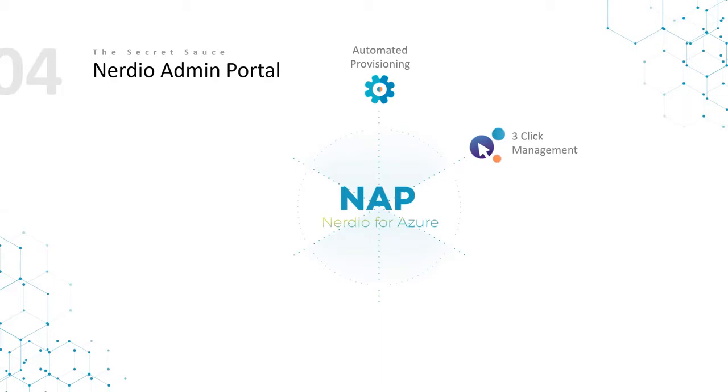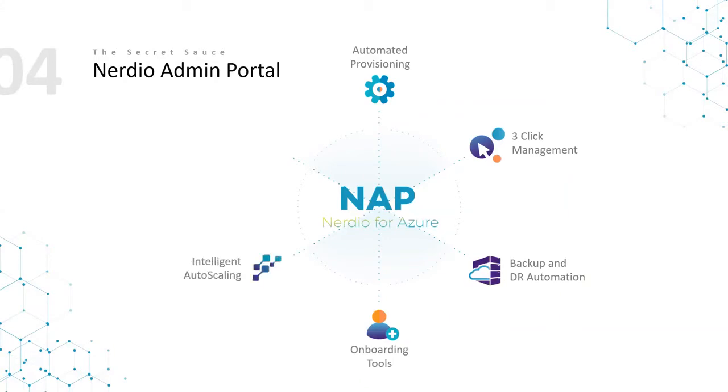There's 3-click management, like I mentioned, where you can take most actions with 3 clicks. There's backup and DR automation. Again, like I mentioned, there's in-region backup and out-of-region DR that's provided. There are various onboarding tools that make it very easy to move customers off their old environments to their new environment. There's intelligent auto-scaling, and this is important, especially in the Azure world, where compute resources are quite expensive.